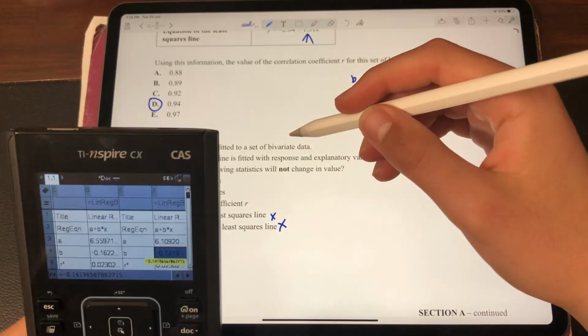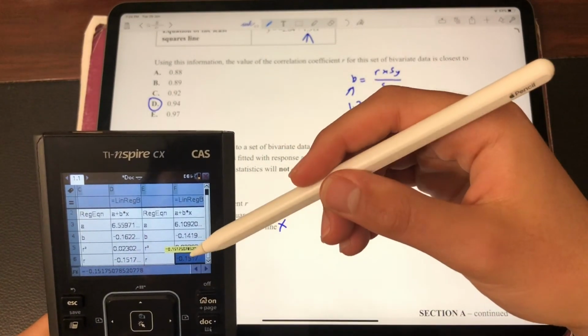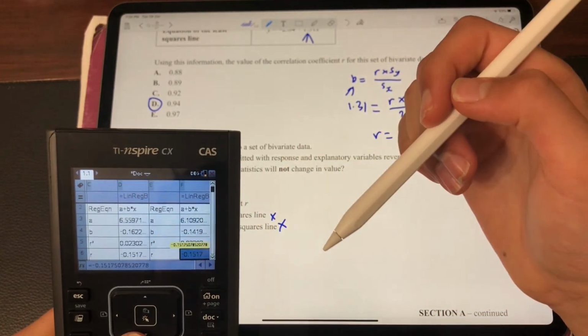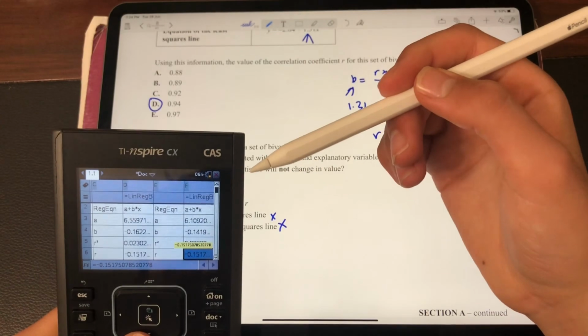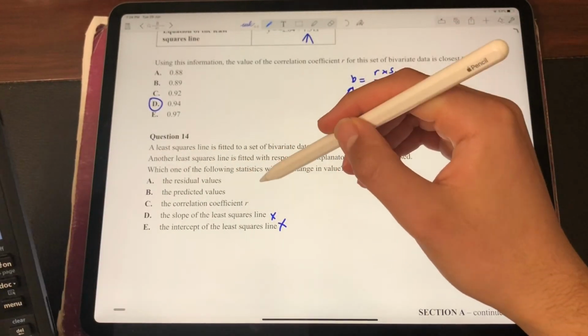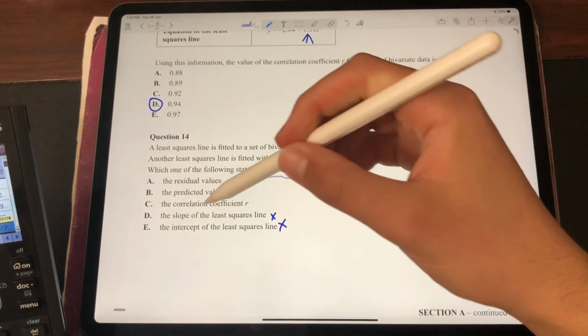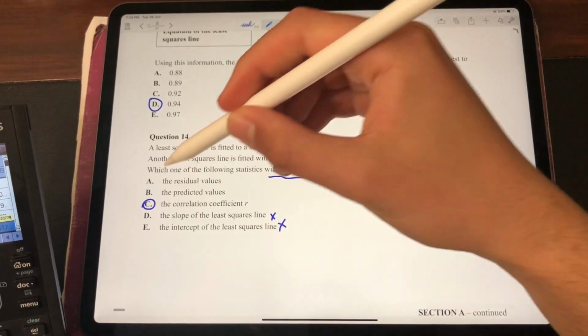Let's have a look at the correlation coefficient. As we can see, the correlation coefficient is the same. So the correlation coefficient hasn't actually changed in value, and we want to know which statistic will not change in value. So therefore C is the correct answer.